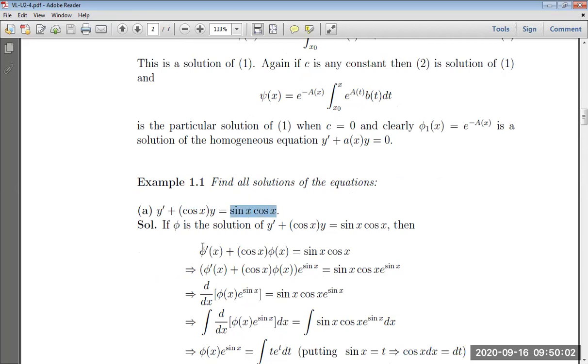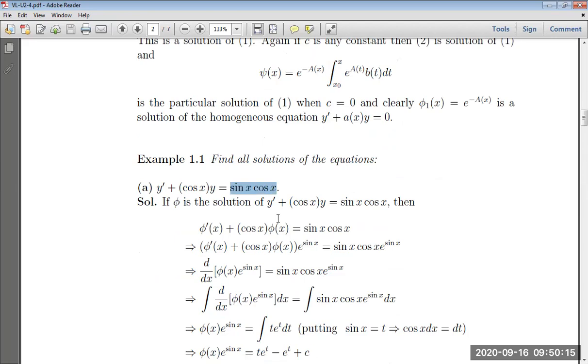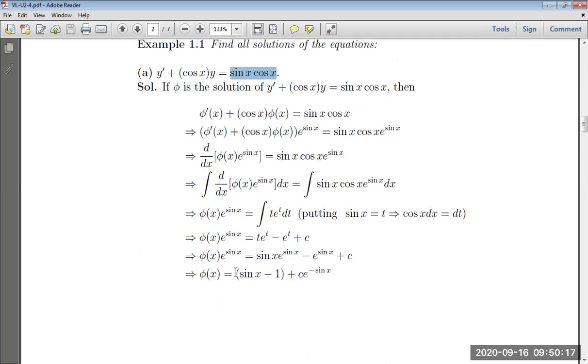And you just follow the method which we have seen in the proof of the theorem itself and get the solution. Here you will see that this solution is of the type psi plus c into phi 1. So this psi is nothing but sin x minus 1, and this is phi 1, not this, only this. C into minus sin x is phi 1.